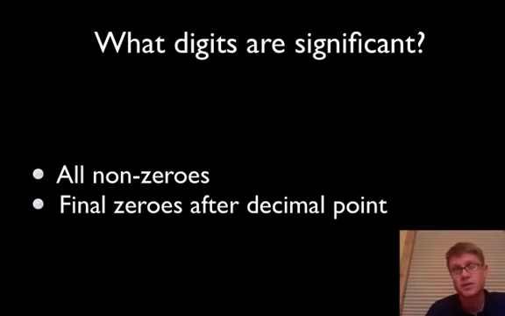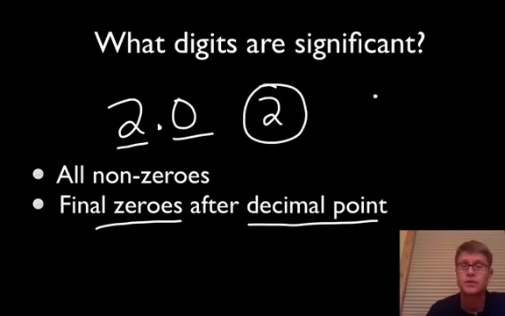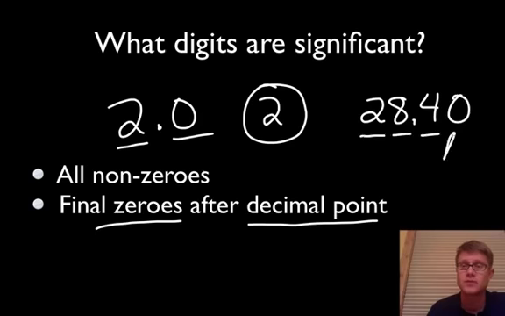Final zeros after the decimal place are always going to be significant as well. What does that mean? Let's say we've got 2.0. How many significant digits are there? Well, this 2 is, and this 0 is also significant because it's a final 0, in other words at the end, and it's also after the decimal place. So this would have 2. Or if we did something like 28.40, well, 1, 2, 3, and now this one, according to that second rule, is also significant. So we'd have 4 significant digits right there.